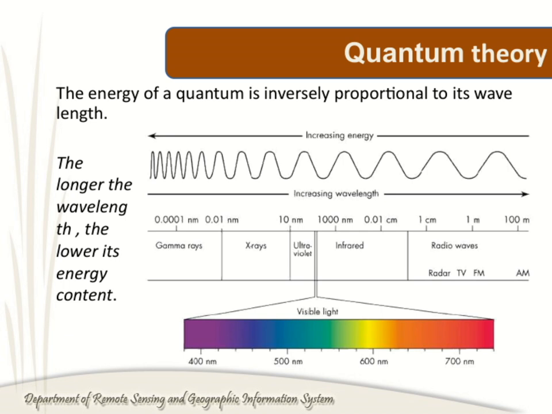Essentially, when we talk about waves, a longer wavelength means the wave oscillates more slowly. And in the world of quantum physics, this relates directly to the energy of a quantum. The key point here is that the energy of a quantum is inversely proportional to its wavelength. So, as the wavelength gets longer, the energy decreases. Conversely, shorter wavelengths mean higher energy.